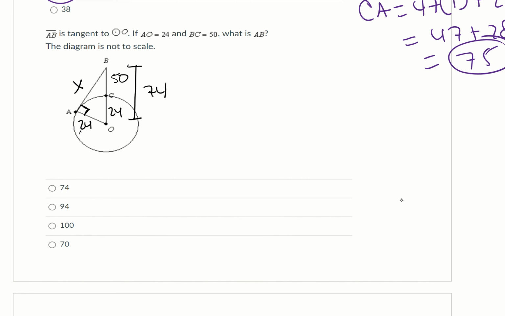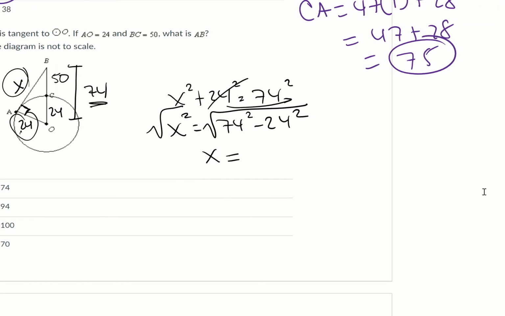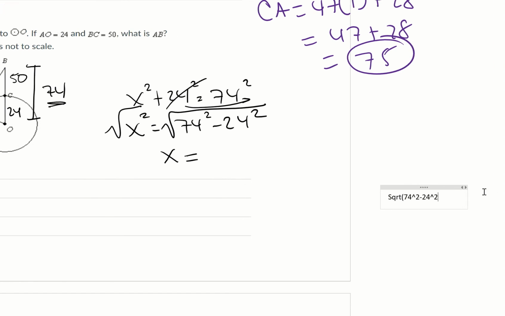And so we know that this is a right triangle. We can use the Pythagorean Theorem here. a squared plus b squared equals c squared. So we got x squared plus 24 squared equals 74 squared. And then we can solve for x. So we got x squared equals 74 squared minus 24 squared. I'm just subtracting this over and moving it over to the other side. And then I could take the square root of that. So we take the square root of 74 squared minus 24 squared, and we get 70.